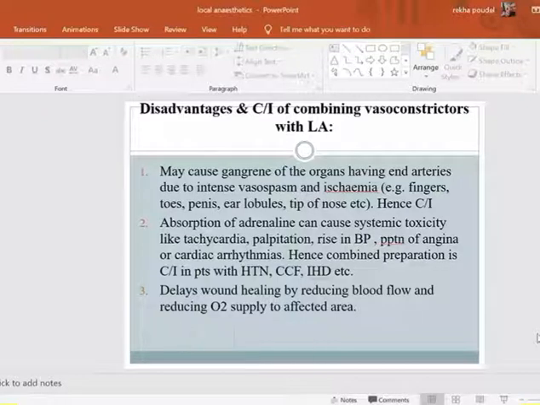Now, next is it will delay wound healing by reducing blood flow and reducing oxygen supply to that area. So, due to vasoconstriction, there won't be enough oxygen supply, or enough blood supply, to certain areas of the body due to the vasoconstrictor effect of adrenaline. So, if there is a decrease in blood supply, there will be a decrease in oxygen supply. So, the wound healing will be decreased. So, these are the disadvantages or contraindications of combining local anesthetics along with adrenaline.